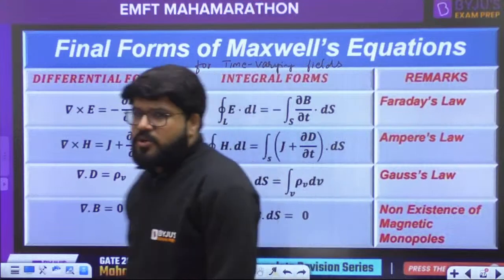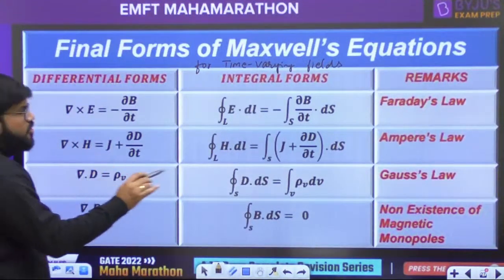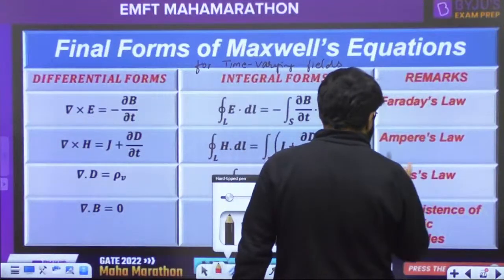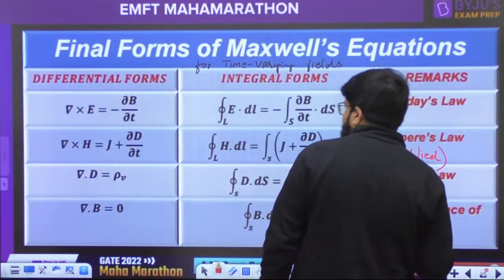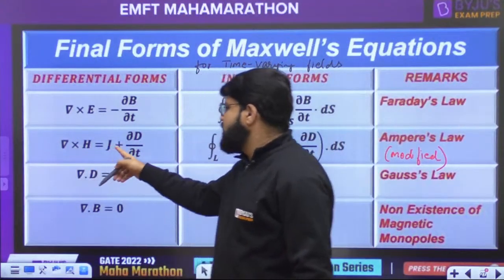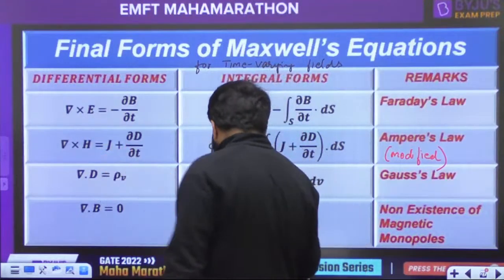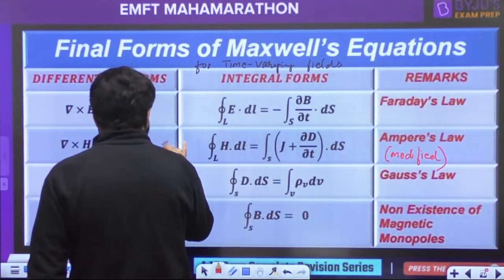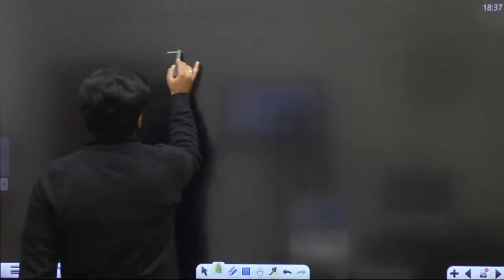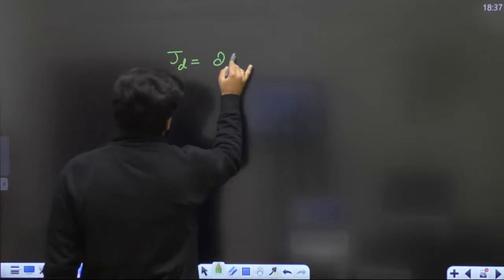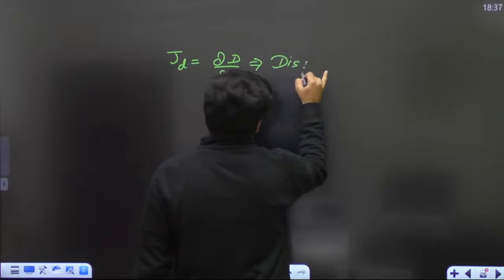Next one, del cross H, Ampere's law. We call this the modified Ampere's law, which says that del cross H equal to J, not only J, the conduction current density, plus another term del D by del T, which is known as JD. What is JD? JD is the rate of change of displacement flux density. This is known as the displacement current density.